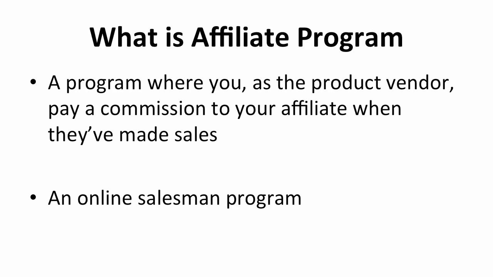Let's start with a brief summary of what affiliate programs are all about. An affiliate program is a program where you, as the product vendor, pay a commission to your affiliate when they've made sales. If you're not a product vendor, you can join other people's affiliate programs to earn commission on sales of their product. To make a long story short, it's an online sales program. Product vendors want to sell their product, and affiliates promote the product to earn commission from the sales.